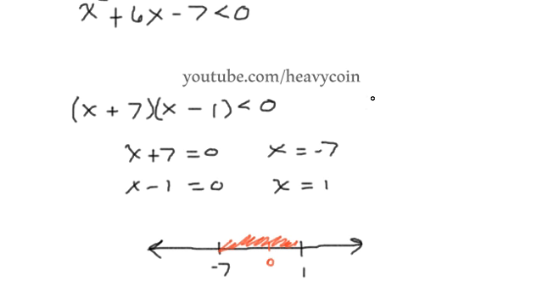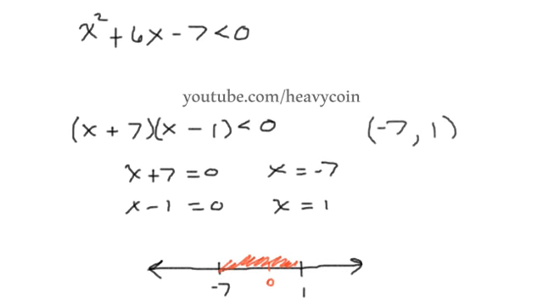And so our solution set, I start with a parenthesis because we don't include negative 7, and with a parenthesis, we don't include 1. So this interval right here represents the set of numbers between negative 7 and 1. We can use any of these numbers in here that will make this true.